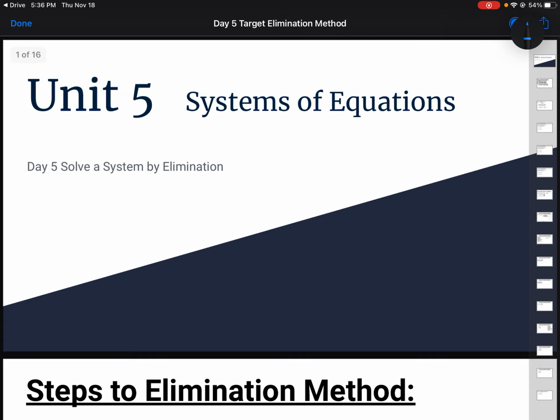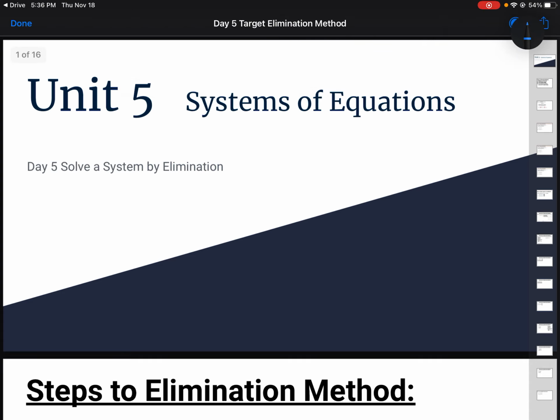The second would be substitution, where we take one equation and we plug it into the other equation and solve it out. Today we're talking about elimination.